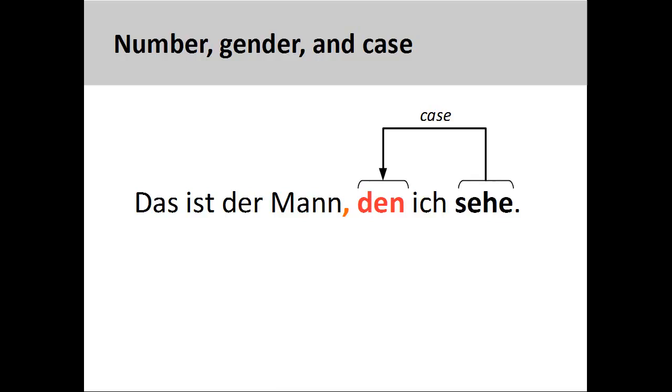Second, the case of the relative pronoun is determined by the function of the pronoun in the relative clause. In the sentence you see on the screen, the relative pronoun den is the direct object of the first person singular verb sehe, see. The relative pronoun, which we have determined in the prior slide must be masculine and singular, must therefore also be in the accusative case.